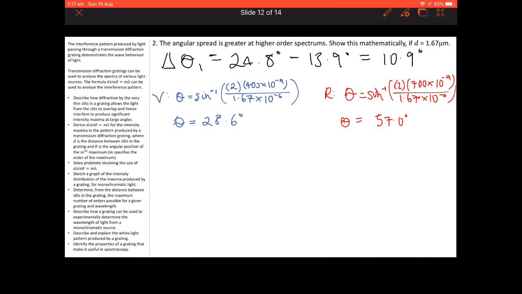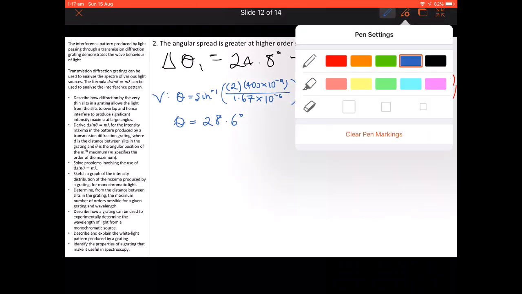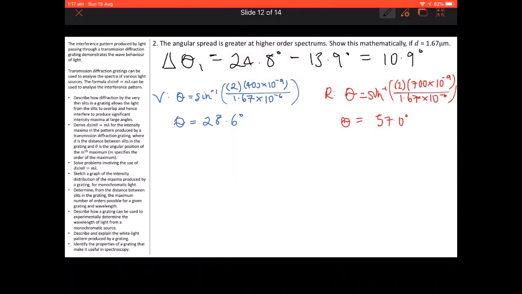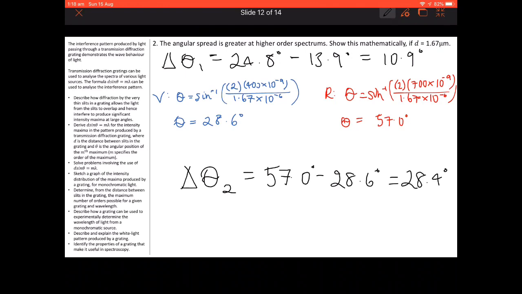And now for the final step, if we work out the angular spread of the second order spectrum, we'll be minusing 28.6 from 57 degrees, and that will bring us to 28.4 degrees.